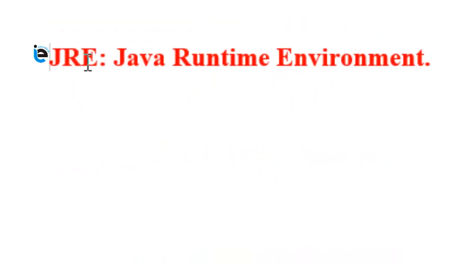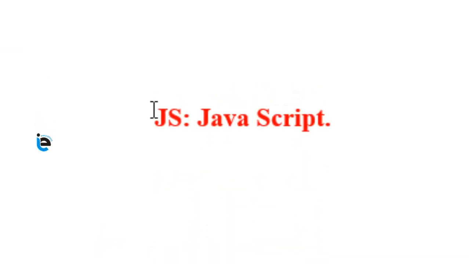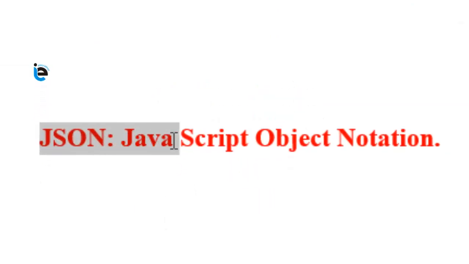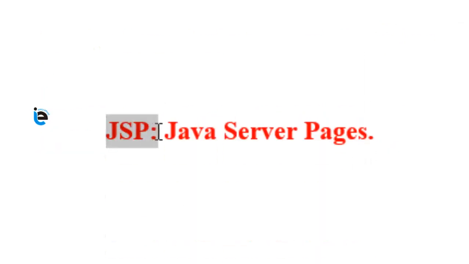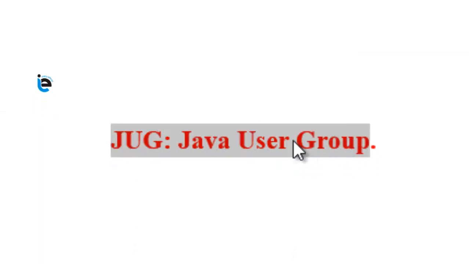JPEG and JPG, these both are the extensions of images. JRE stands for Java Runtime Environment. JS stands for JavaScript. JSON stands for JavaScript Object Notation. JSP stands for Java Server Pages. JUG stands for Java User Group.